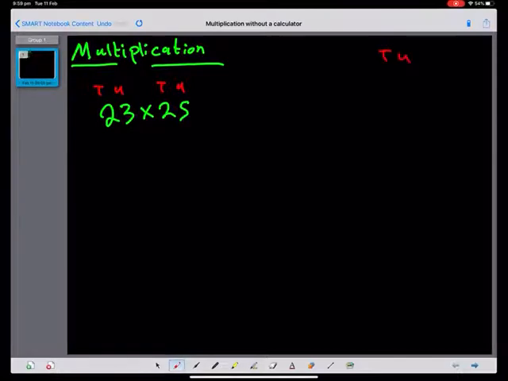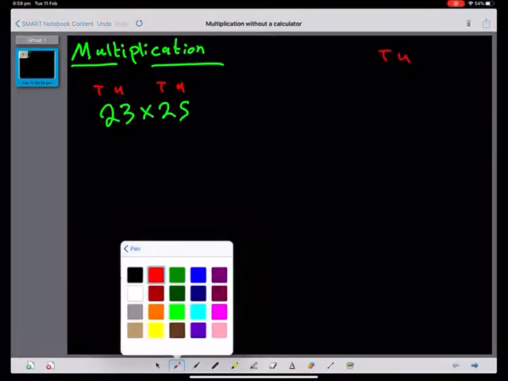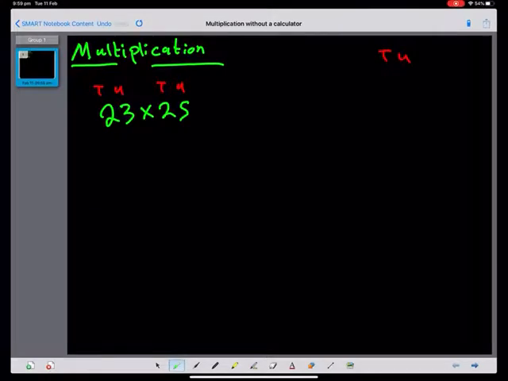So we line the tens and units up into columns. So we've got 2 tens and we've got 3 units. We've got 2 tens and we've got 5 units. Okay, so we put the multiplication sign down.